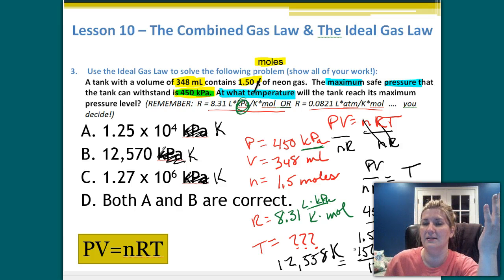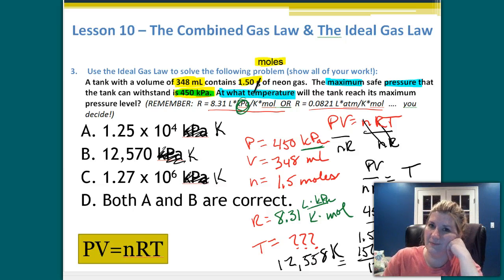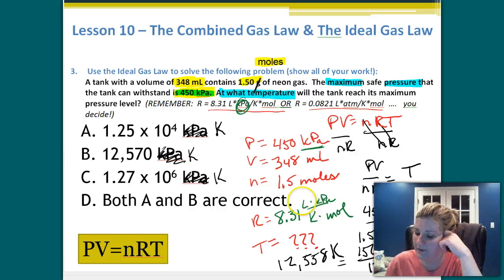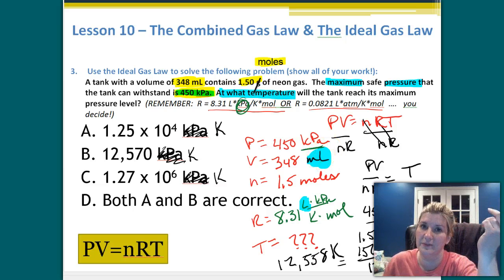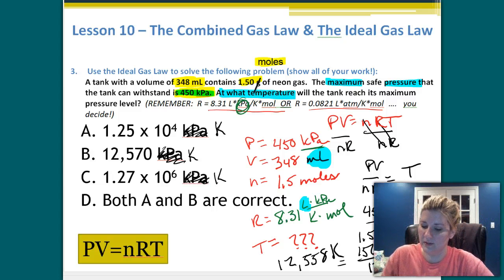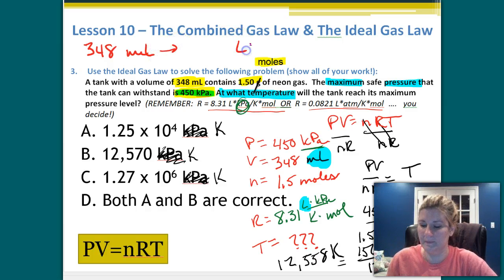Whenever your number ends up really big or really small, you gotta find what happened in the units. I see what happened in the units. Your R value has to match all the other units in the problem. So we have liters, we have milliliters. We're working in milliliters and liters. We can't do this. It doesn't equate. What we needed to do was convert 348 milliliters to liters. Okay? There are 1,000.